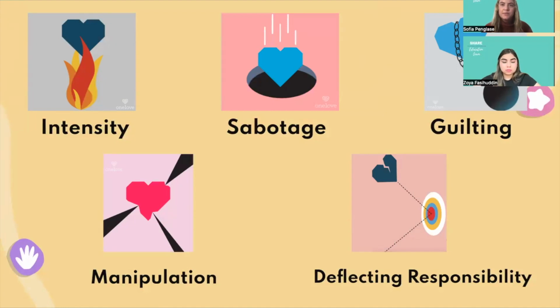Deflecting responsibility. If a partner deflects responsibility in a relationship, they are repeatedly making excuses for their unhealthy behavior. They may blame you or other people for their actions. In digital communication, this might look like a partner claiming someone else did that on their phone or that they were hacked.